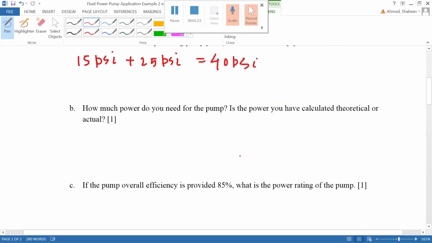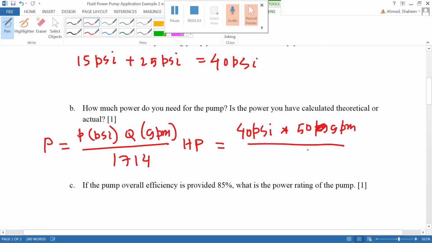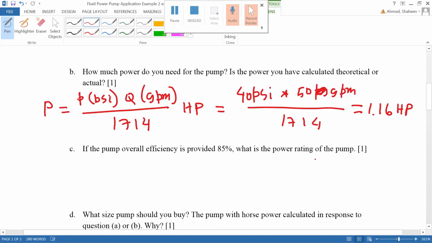And then the next question is, how much power do you need for this pump? So we know that power equals pressure in psi, times Q in gallons per minute, divided by 1714 to get the horsepower. So let's plug in all these numbers: 40 psi, the pump is 50 gallons per minute capacity, divided by 1714, which is about 1.16 horsepower. I calculated the output power.